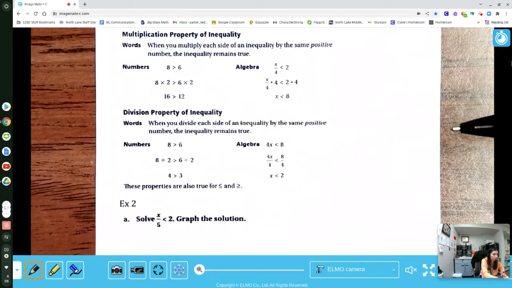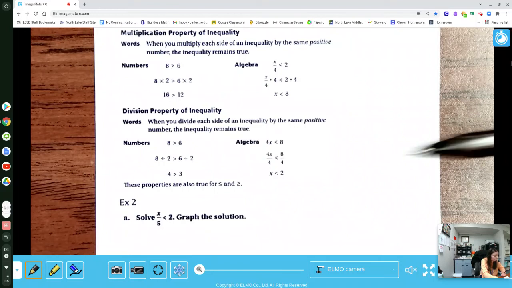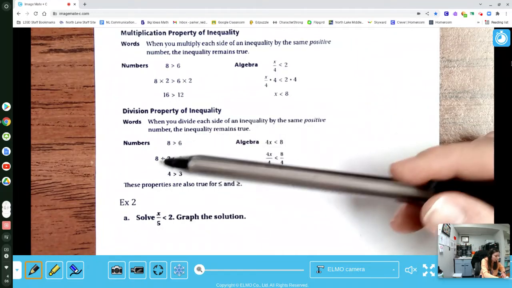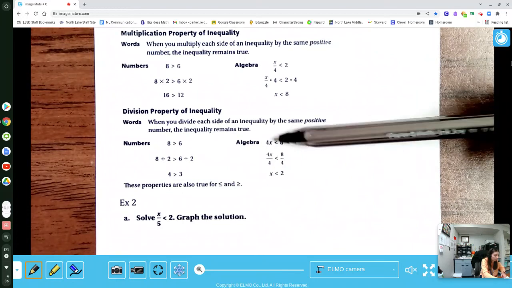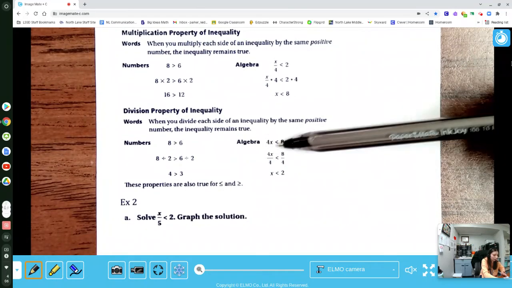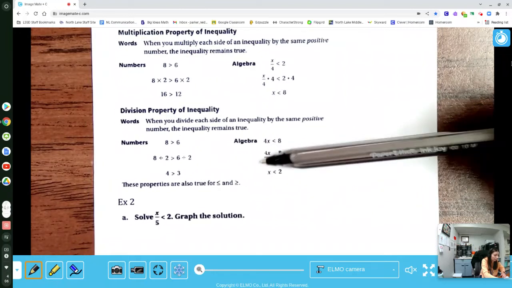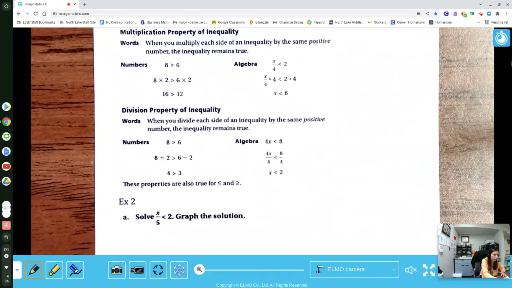I also have the division property of inequality. When you divide each side of an inequality by the same positive number, the inequality remains true. 8 is greater than 6. If I divide both sides by 2, I get 4 is greater than 3. Still true. And I can use that when I have an algebraic inequality. 4x, 4 times x is less than 8. If I divide both sides by 4, I know that this inequality here, my solution, is true. X is less than 2.